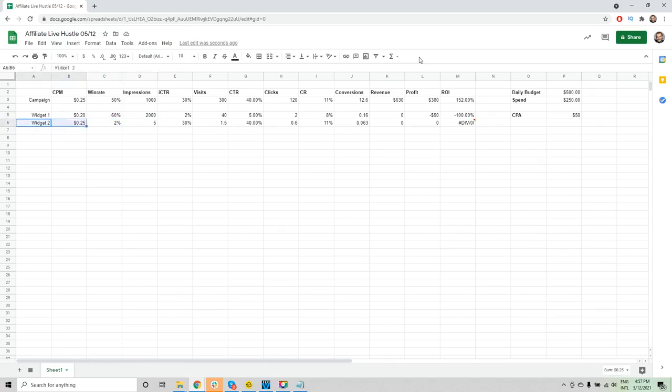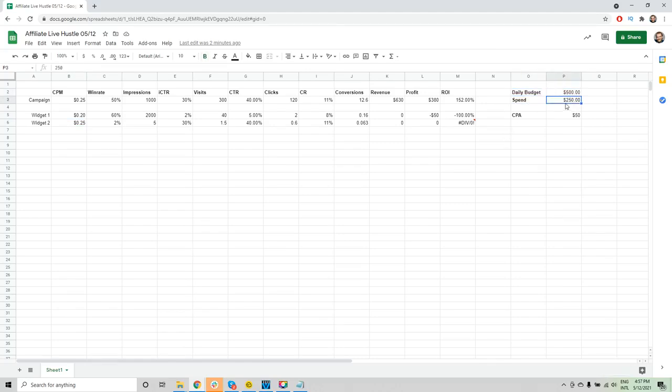On this one, widget 2, we have a very low win rate. I'm sorry, so widget 2 has a very low win rate. However, we still want to test widget 2 just like we wanted to test widget 1. So we need to increase this win rate. So what are we going to do? We are going to raise the bid, unless you are spending your complete daily budget, right?